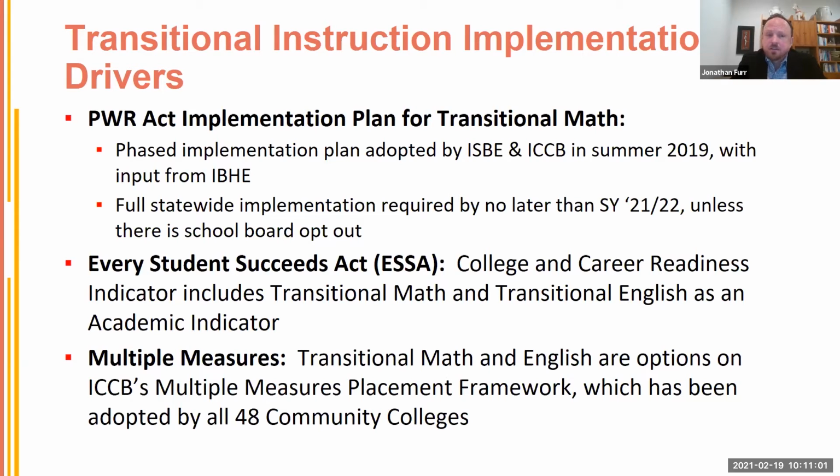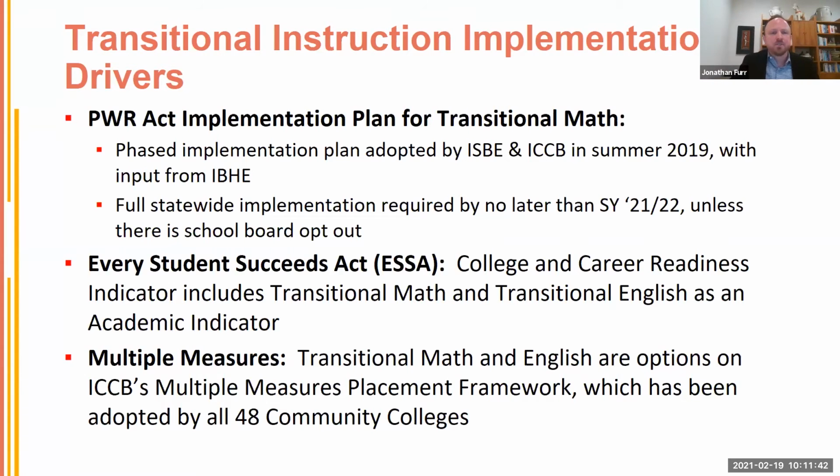One is the Every Student Succeeds Act. There's a college and career readiness indicator that includes both transitional math and transitional English as an academic indicator within that framework. And perhaps more importantly, the multiple measures framework that's been adopted by the state's community college system includes both transitional math and transitional English as options for student placement. And that framework has recently been codified within HB 2170, the omnibus education bill, which is pending the governor's signature as of today's date, and which also includes that same multiple measures framework with transitional math and transitional English incorporated.